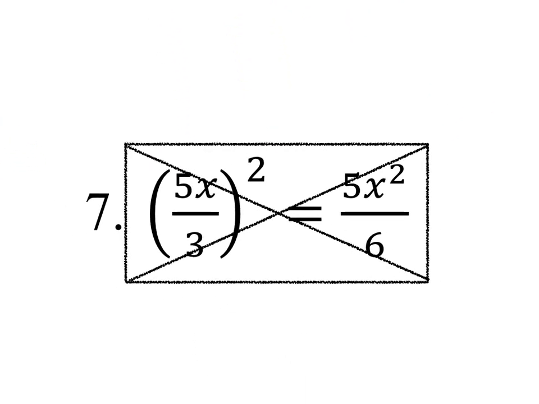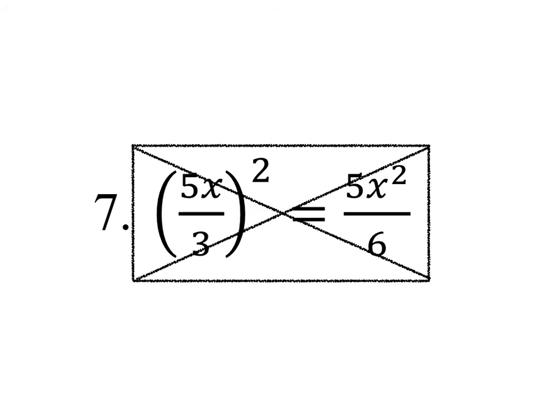For number 7 here, it looks, again, like they just took the 2 to the x, which you know it has to go to the 5 as well. And then this time we have a fraction, so that 3 doesn't multiply by 2. It has to be written that many times. So again, the meaning of that exponent is saying this is my base, and I need to write it twice. So this will be 5x over 3 times 5x over 3.